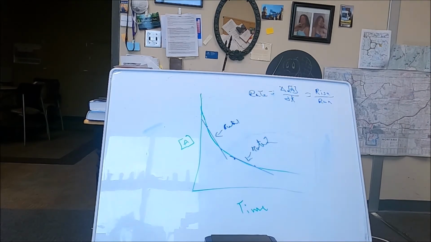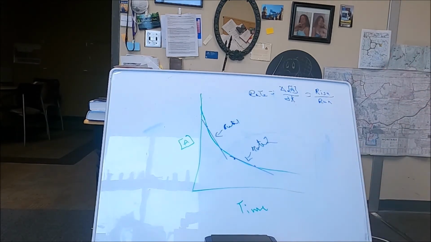Now, as I said a minute ago, these are average rates. What we want to move to is an instantaneous rate. An instantaneous rate is a rate at a moment in time. Okay? Delta T is very, very small.